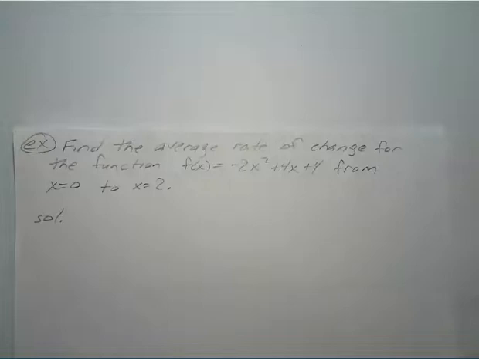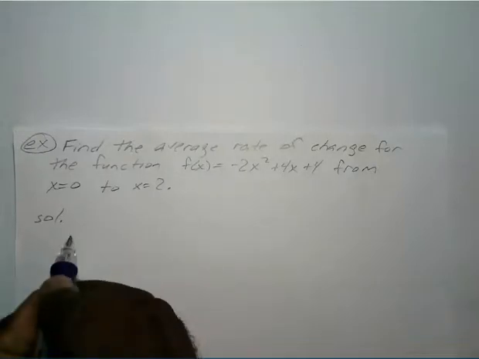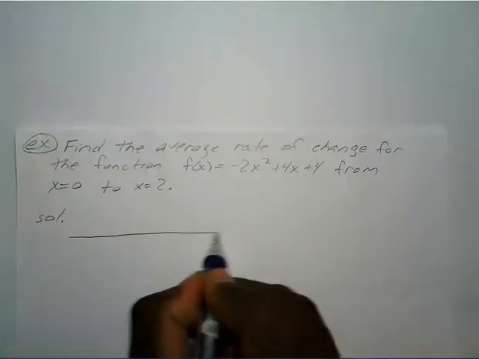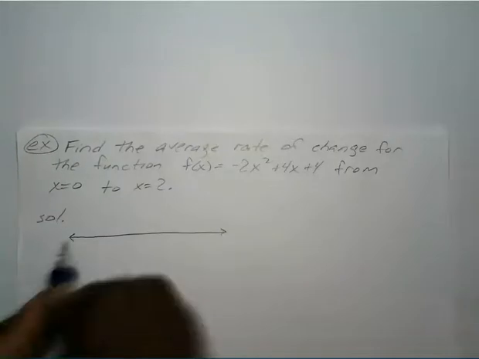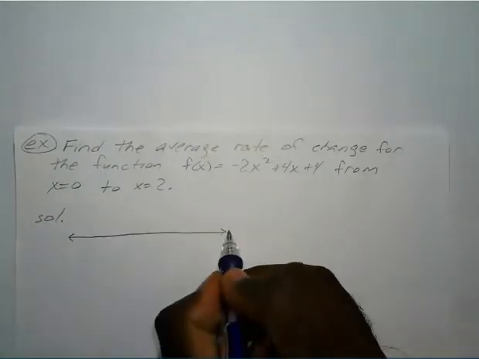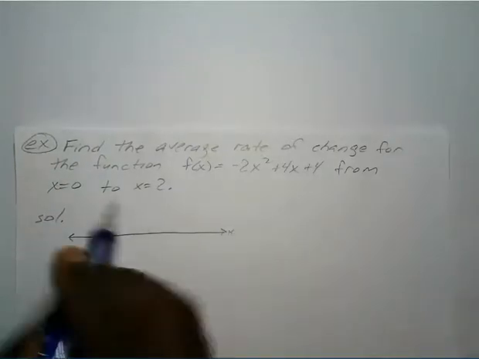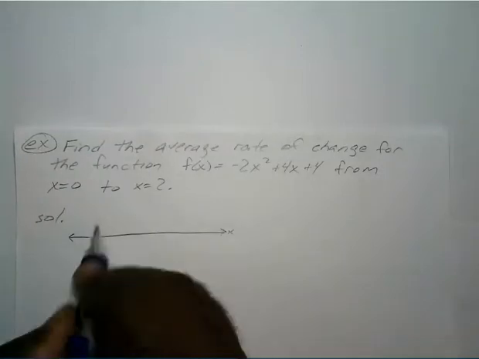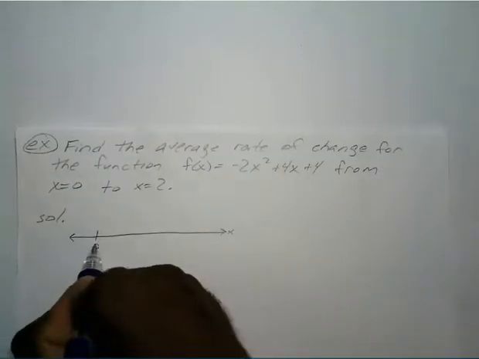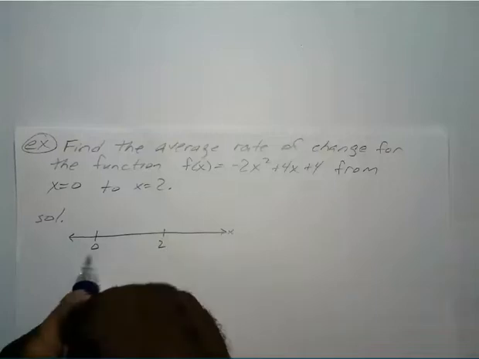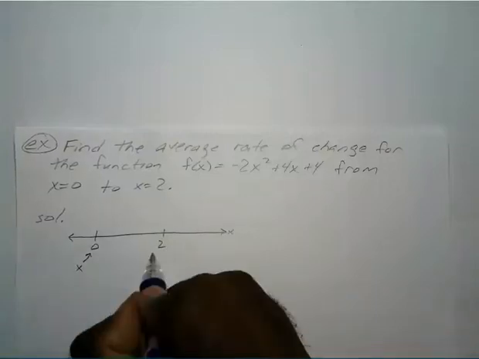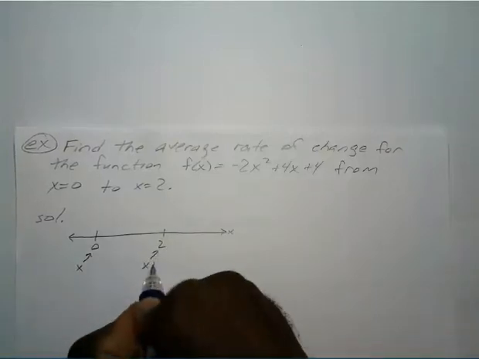Okay, so once again, we're going to start with our handy dandy number line. That's our x-axis. So it's from x equals 0 to x equals 2. So you have 0 and you have your 2, so that's your x, and that's your x plus h.